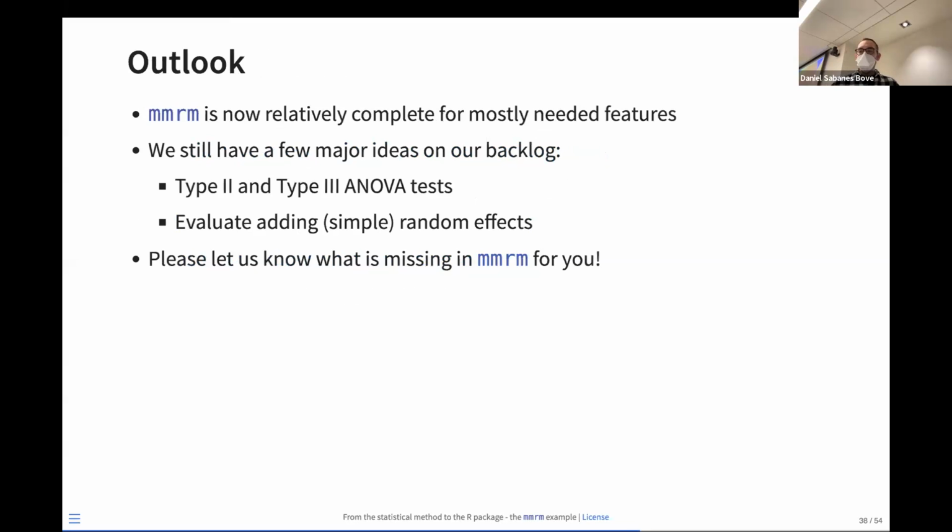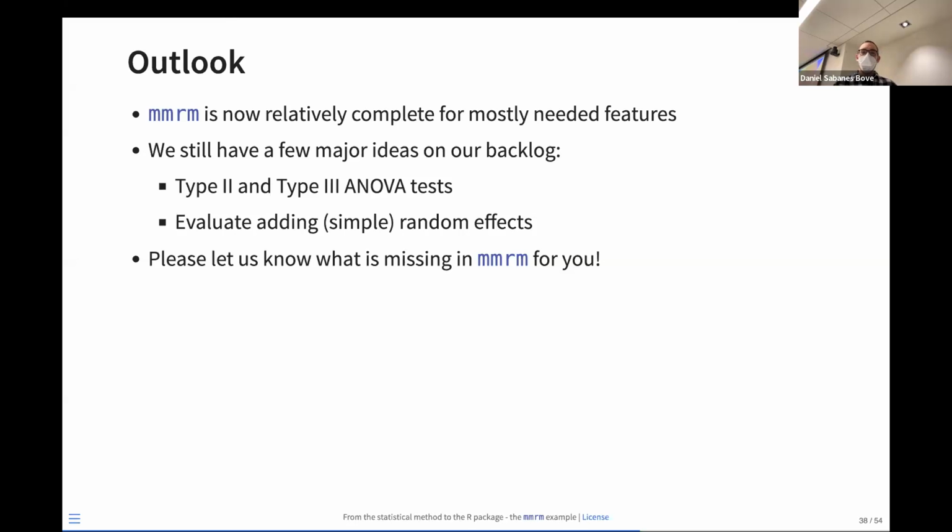In terms of outlook, for right now we consider mmrm to be nearly feature complete. The development's been ongoing for quite a while, and we still get a few feature requests in terms of integration with workflows. That's more about how mmrm can be used and the types of workflows it supports. Those are more on the interface side, but as far as the statistical implementations go, it's more or less feature complete at this point. We still have a few major ideas in our backlog, such as different types of ANOVA testing and evaluating rather simple random effects.